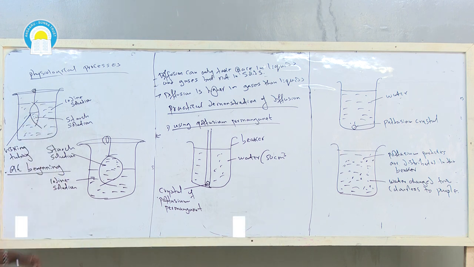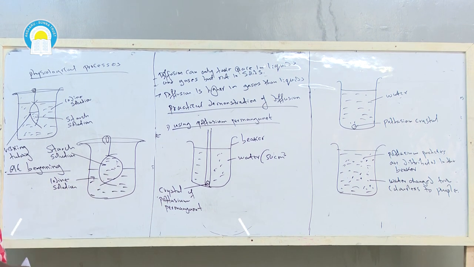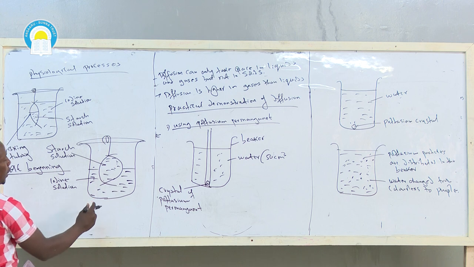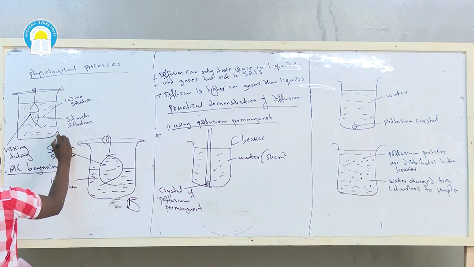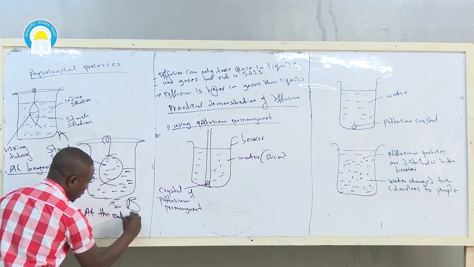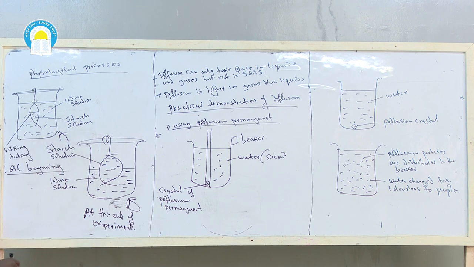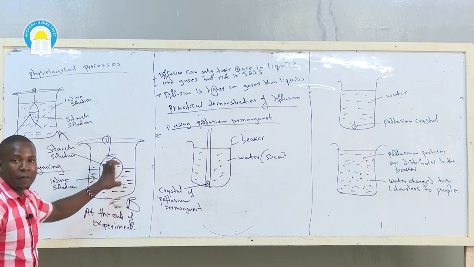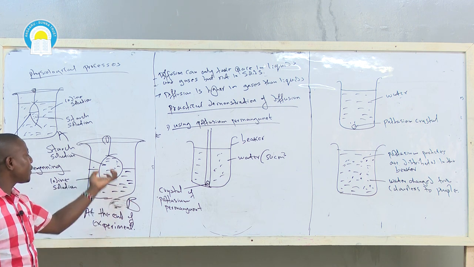Starch solution. But at the end of the experiment, the visking tubing has increased in what? In volume. And number two, the iodine solution level reduced in B. This is B. And this is A. This is at the end of the experiment. So, at the end of the experiment, the visking tubing swelled up. So that means that the volume of the visking tubing has increased.